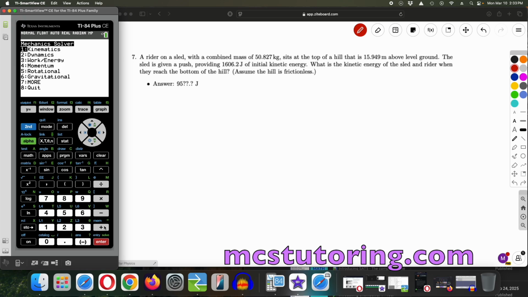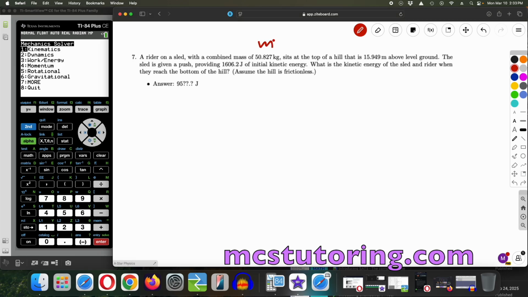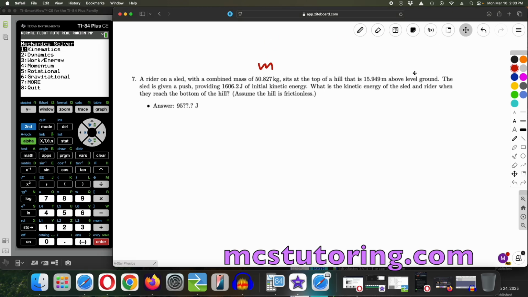So question 7 is a little different. It's a ride on a sled, combined mass. Okay, so this is our mass on top of a hill, which is 15.949 meters above ground. The sled is given a push, providing, okay, this is KE, kinetic energy initial, is the 1606.2. What's kinetic energy final? So that's KE final. So if they ever say KEF or KEI, kinetic energy initial, kinetic energy final. Okay, reach the bottom of the hill.